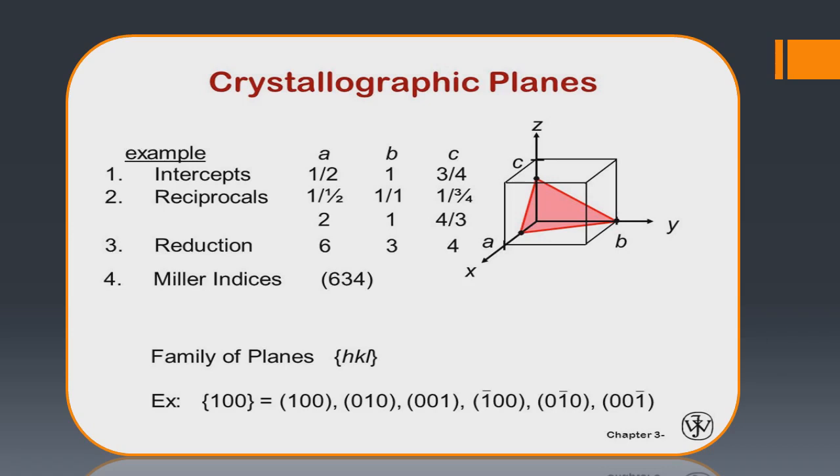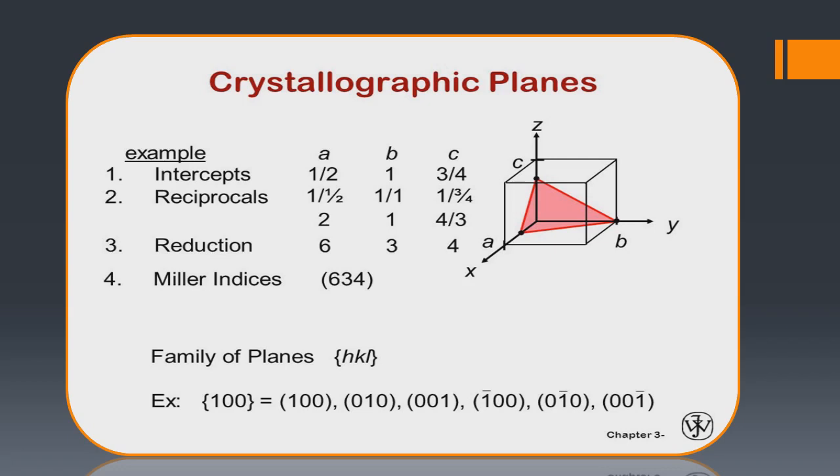The second step is taking reciprocals. The value of A is 1/2, and taking the reciprocal of 1/2 gives 2, 1 divided by 1 gives 1, and 1 divided by 3/4 gives 4/3. So we get the values 2, 1 and 4/3. The third step is reducing the values to the smallest integers. Hence we have to denote the Miller indices as whole numbers. We can convert the fraction into a whole number by multiplying by 3, so we get 6, 3 and 4. So the values are 6, 3 and 4 respectively.